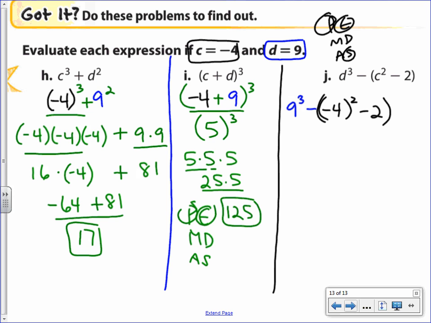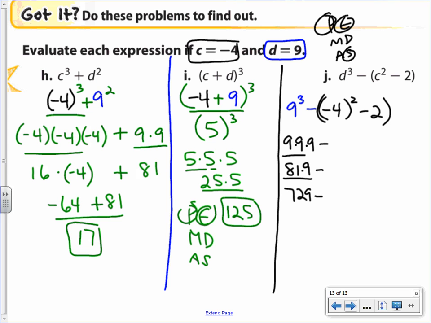So let's see what we have here. 9 cubed is 9 times 9 times 9. 9 times 9 is 81. And 81 times 9 is 240. Nope, sorry, my fault, it's 729. So I'm done with this whole first part.